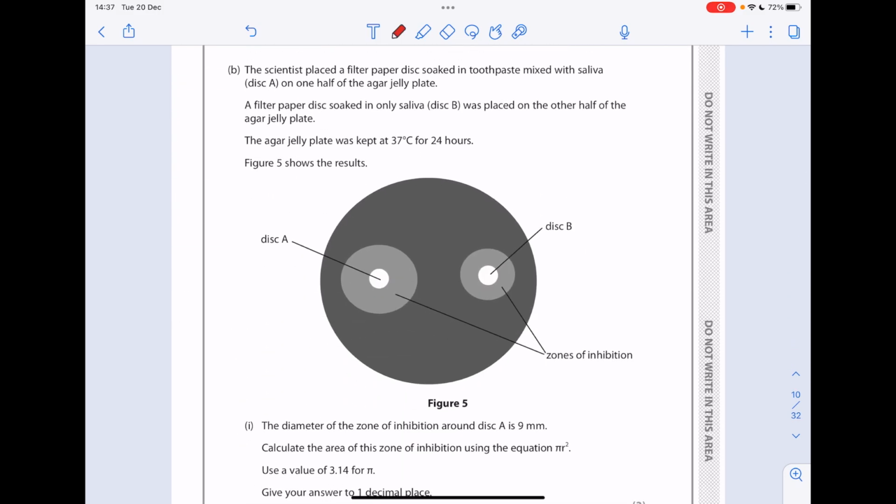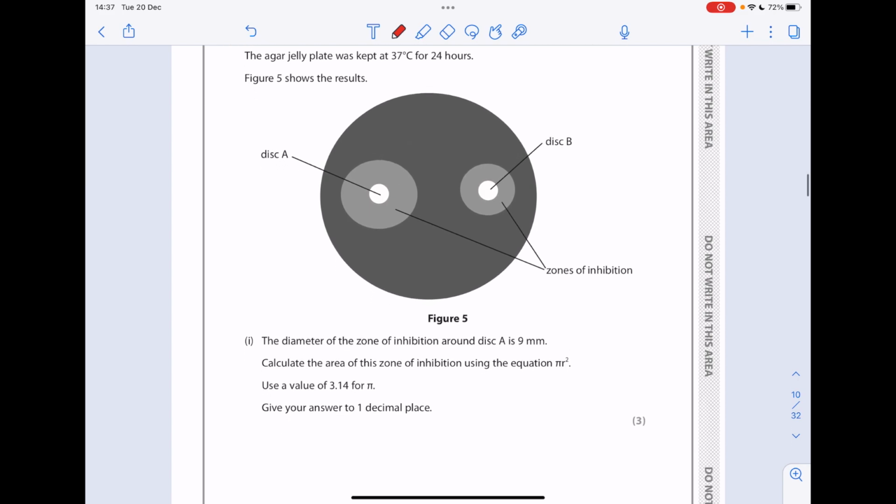A scientist placed a filter paper disc soaked in toothpaste mixed with saliva, disc A, on one half of the agar jelly plate. A filter paper disc soaked in only saliva, disc B, was placed on the other half of the agar jelly plate. The agar jelly plate was kept at 37 degrees for 24 hours. Figure 5 shows the results.